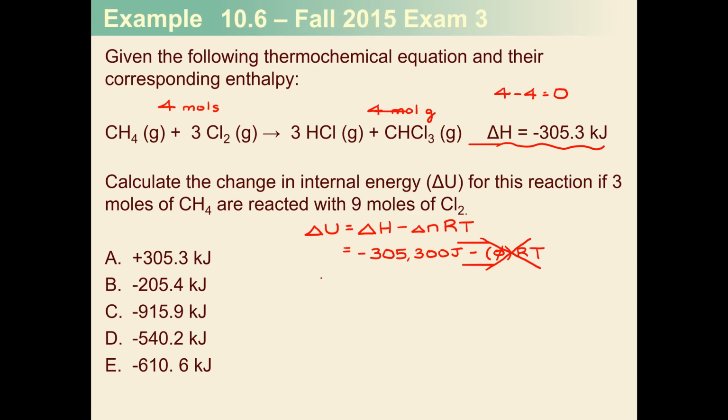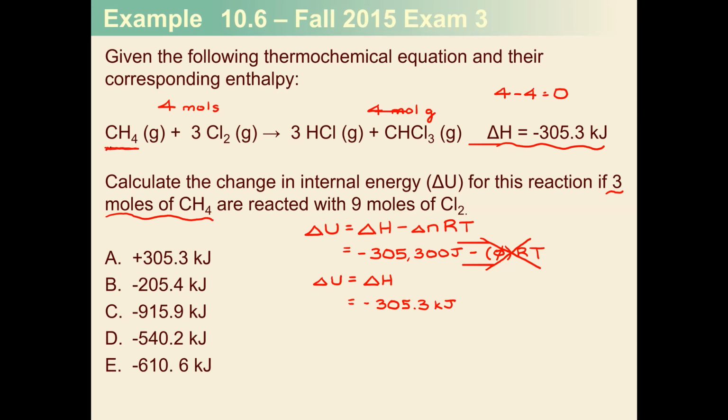This means in this case that our change in internal energy is just directly associated to our delta H. So we could state that the delta U for 1 mole of this reaction is actually going to be our original value of negative 305.3 kilojoules. But this is not the answer, because if you'll notice, I have 3 moles of my methane, but this reaction is only listed as 1 mole.